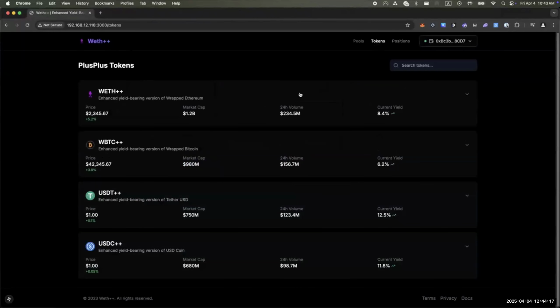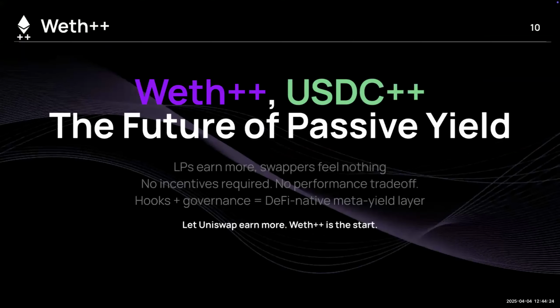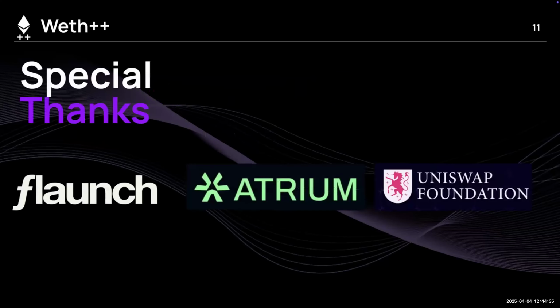Finally, there's a tokens page where you can view all the ++ tokens in the ecosystem and what rewards have been earned. And that's pretty much it. WETH++, it's a small change to Uniswap that unlocks massive yield opportunities for LPs, for protocols, and whatever comes next.